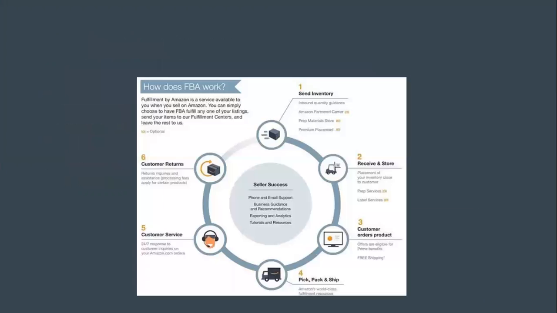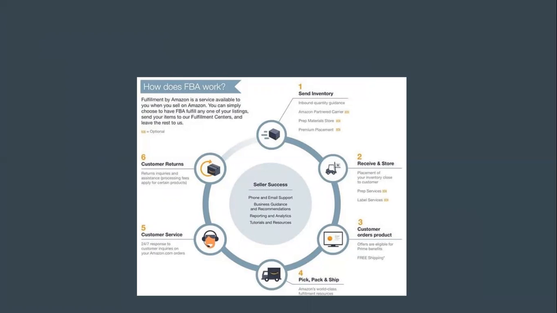This is how the FBA works. First, the seller sends inventory to the Amazon warehouse, and then Amazon will receive and store their products. And then if there's a customer who is willing to buy the product, Amazon will pick, pack, and ship the product. And also Amazon provides the customer service. And if there's a defective product, they can return the product.